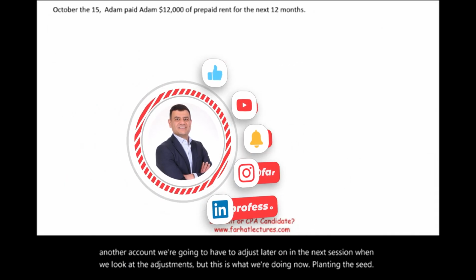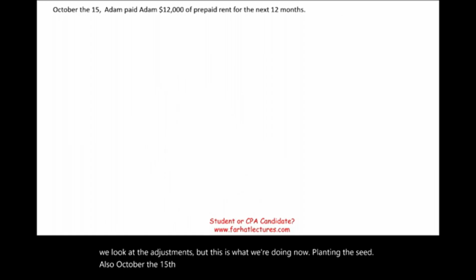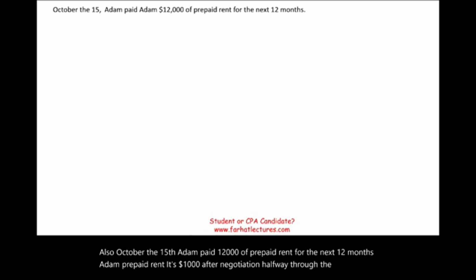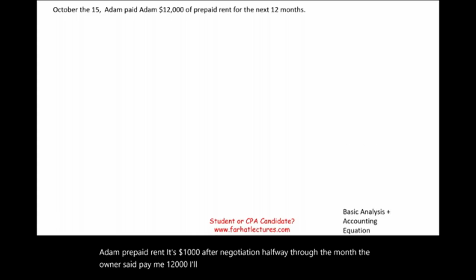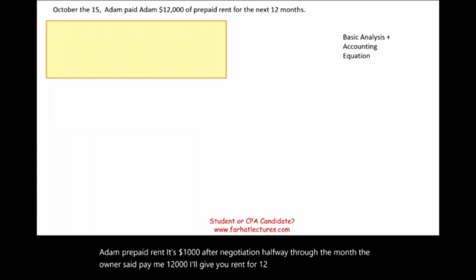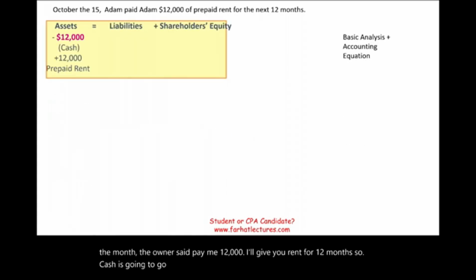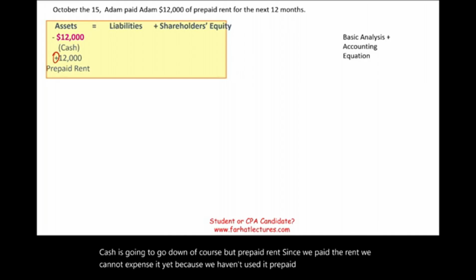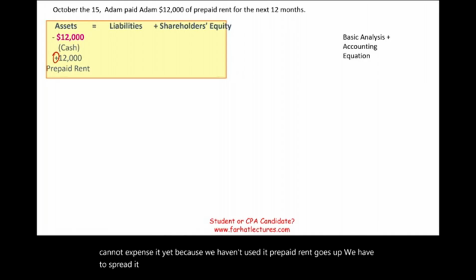Also, October the 15th, Adam paid $12,000 of prepaid rent for the next 12 months. Adam prepaid the rent. It's $1,000 a month after negotiation. Halfway through the month, the owner said, pay me $12,000 and I'll give you the rent for 12 months. So cash is going to go down, of course, but prepaid rent goes up. Since we paid the rent, we cannot expense it yet because we haven't used it. We have to spread it out over the next 12 months.